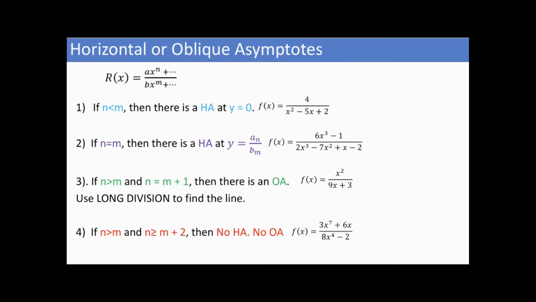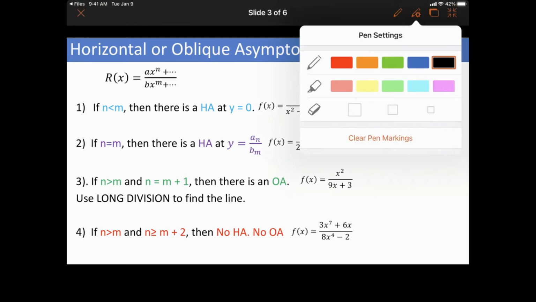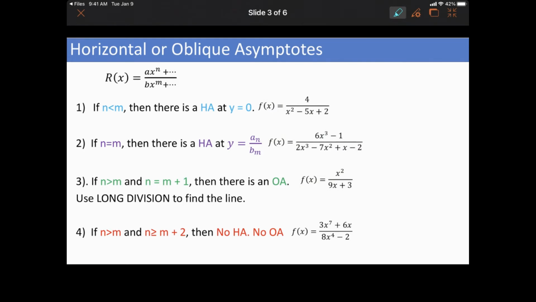So we've done this before, but I wanted to review it because several people, I think, might be confused because there were too many things going on, and I just wanted to simplify it. So we're looking for n and m, and this is to find horizontal and oblique asymptotes. It's looking at that degree, the biggest exponent, the largest one in the numerator and denominator, and comparing the two.